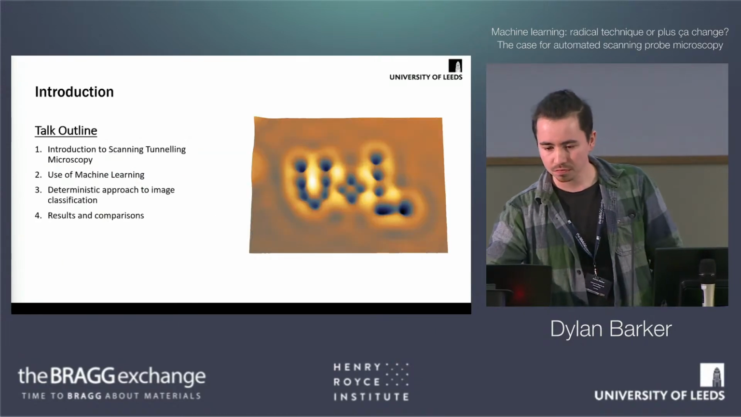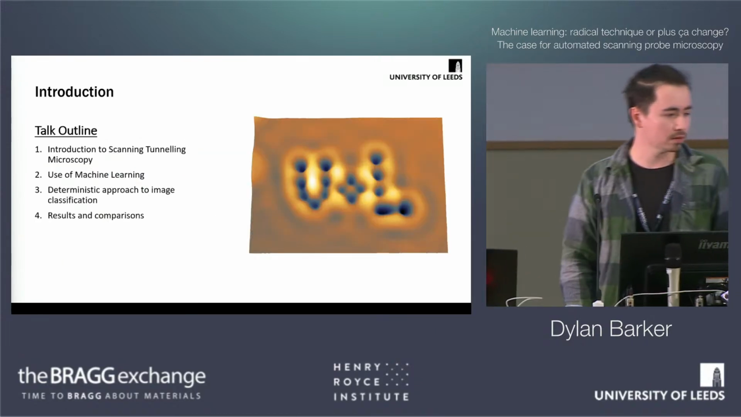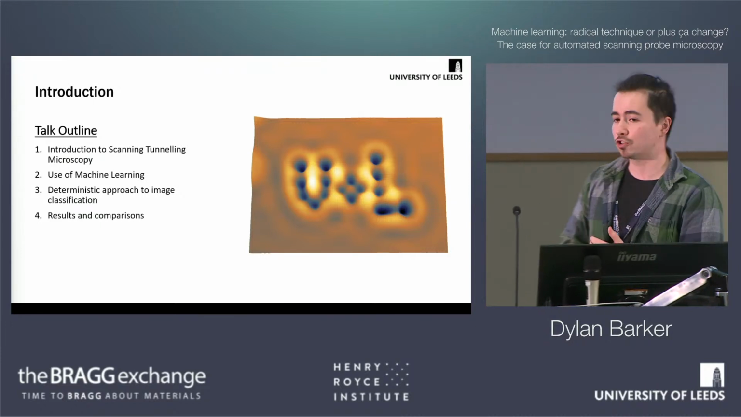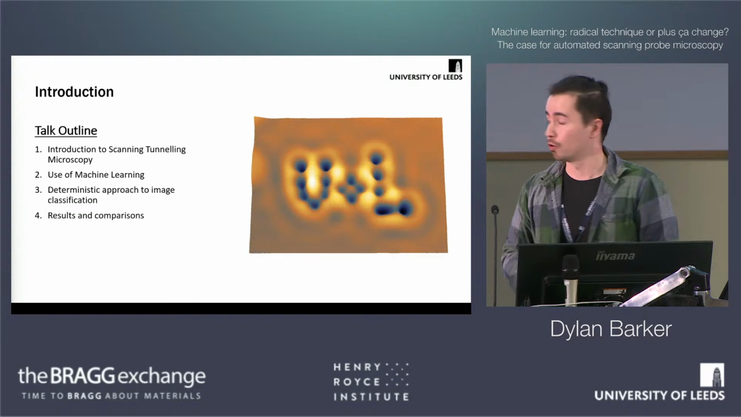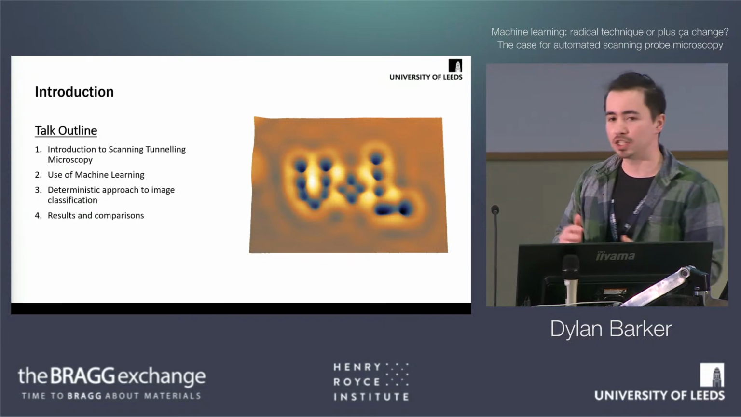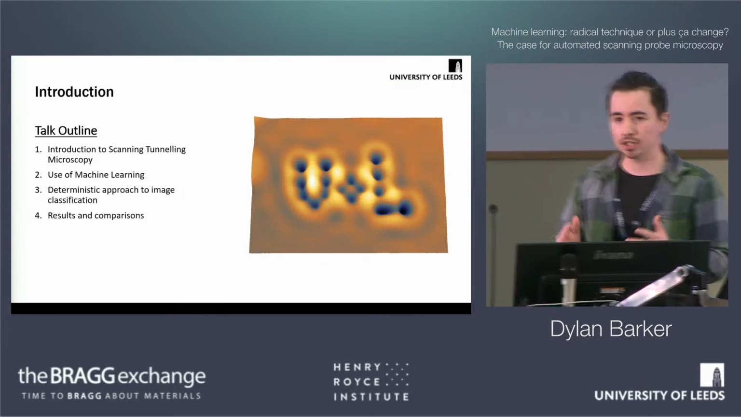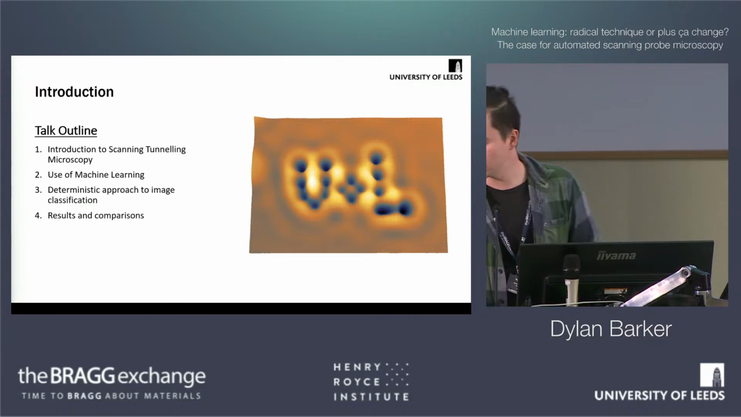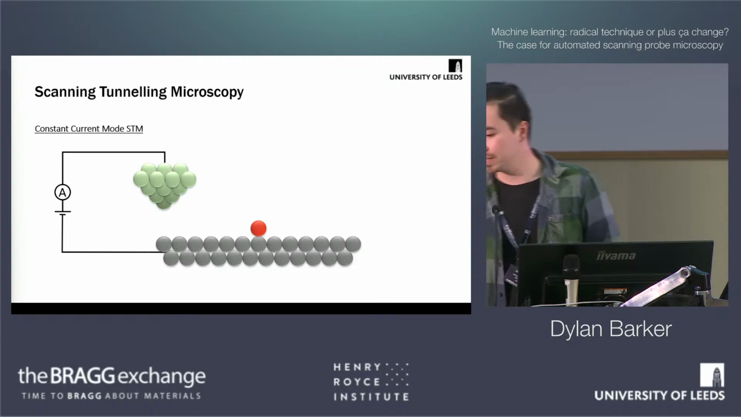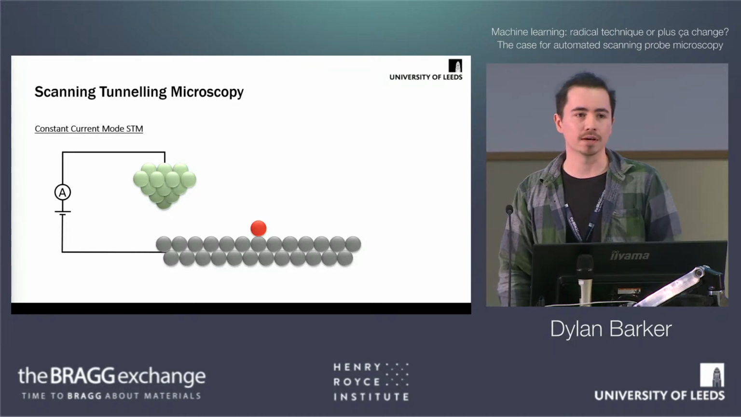So firstly, a quick outline of what I'm going to talk about. I'll introduce scanning tunneling microscopy, which is the main method of microscopy that I use. I'll go through machine learning and some other deterministic approaches that I use for image classification, and then I'll run through some results in comparison between some other stuff.